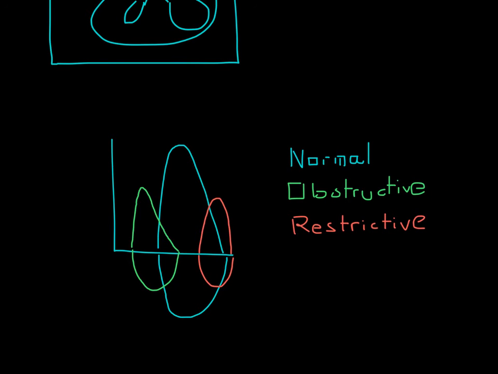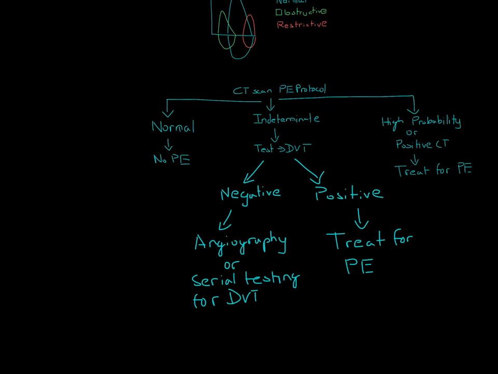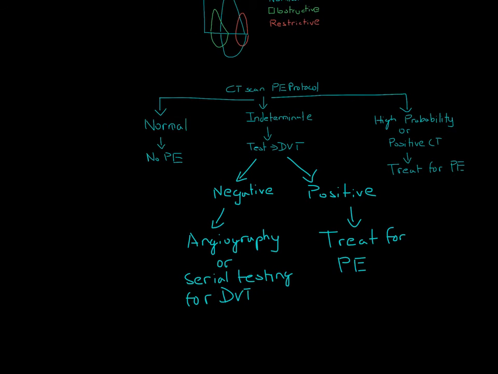Finally, the Wells criteria that we were talking about, just in case you were suspected of having a PE. You would first do it if you didn't have any kidney problems or contrast allergy. So if it's normal, then you don't have a PE. But if it's indeterminate, then you'd still test for a DVT. If it's negative, then you do an angiography or you do serial testing for DVT. If it's positive, treat for PE. And finally, if it's high probability or positive CT, then you'd still treat for PE.